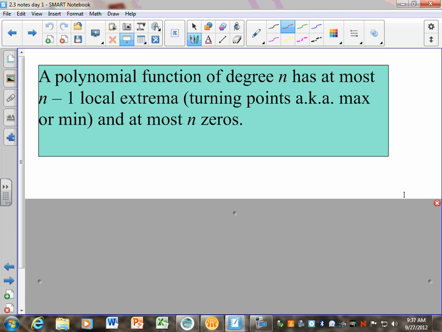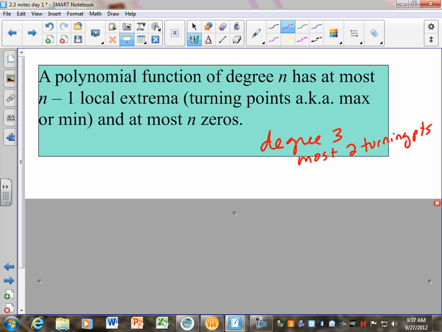And at most n zeros. And that's actually like the fundamental theorem of algebra, that degree n tells you how many zeros it could have. At most n minus 1 turning points, that's kind of nice when you're graphing it, because if you know it's a degree 3 function, an example here, a degree 3 will have at most how many max or mins? N minus 1. It's always 1 less. So a degree 3 function will have at most 2 turning points.